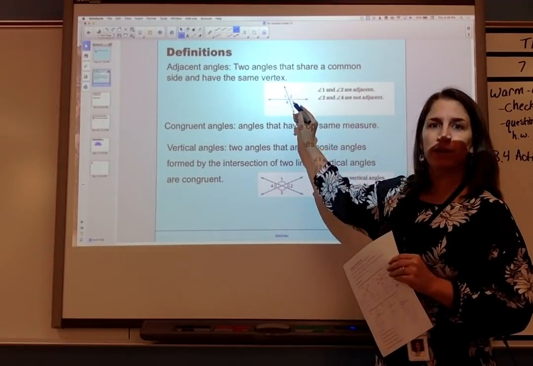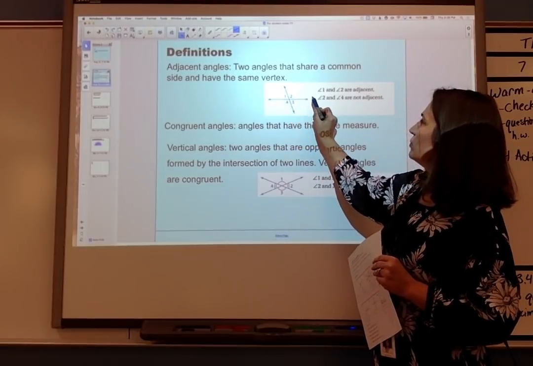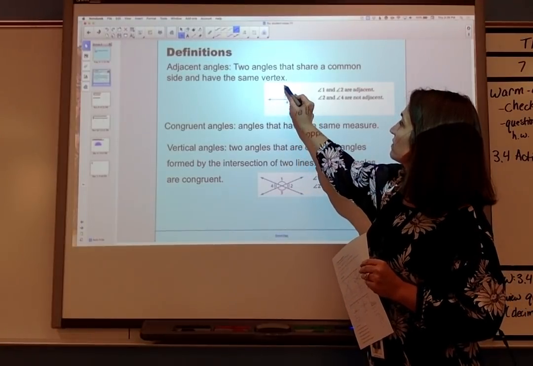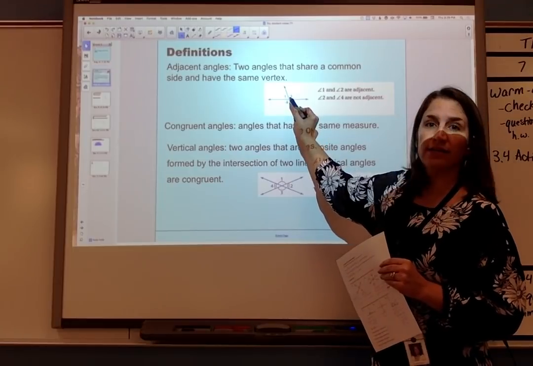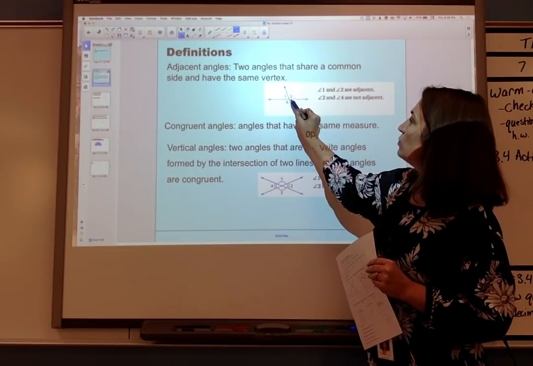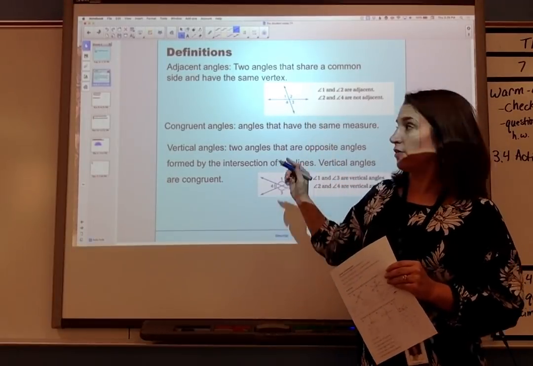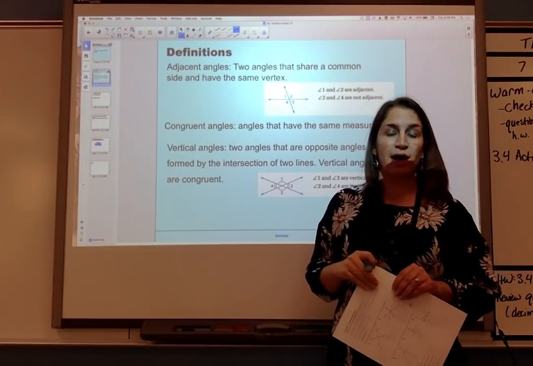So if we look at this picture up here, we have angle 1 and angle 2 are adjacent to each other because they share this common side right here and they have the same vertex. Angles 2 and 4 are not adjacent to each other. They share the same vertex, but they do not share a common side.